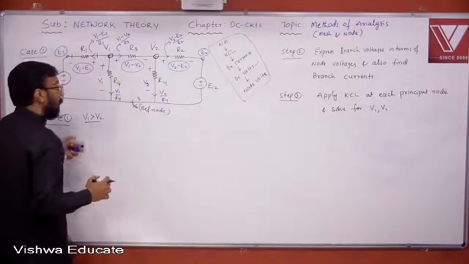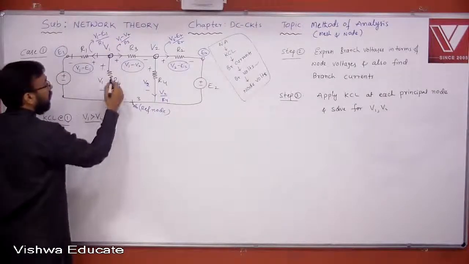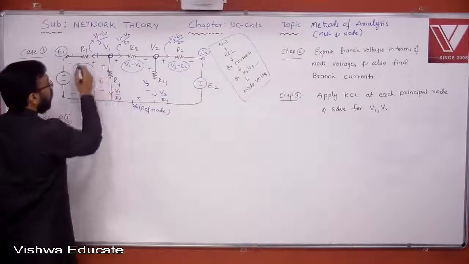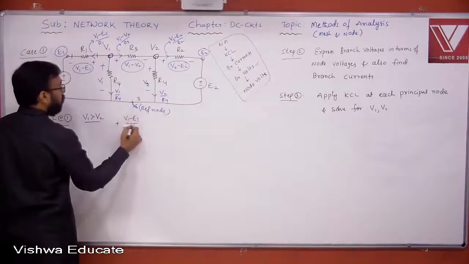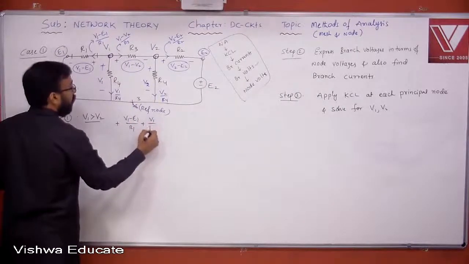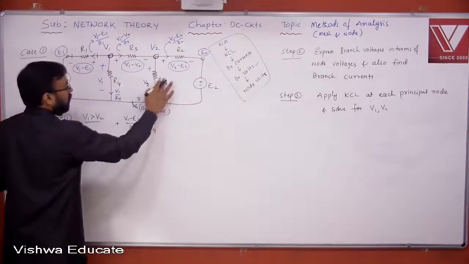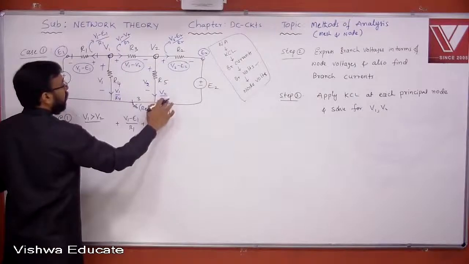Understand? Okay. Now look at this. Current is leaving. Leaving current positive, entering current negative, let us assume. Now leaving current plus V1 minus E1 by R1. Leaving plus V1 by R4. Oh, I'm sorry, this is R5, okay? Please write it down. Here it is R5.